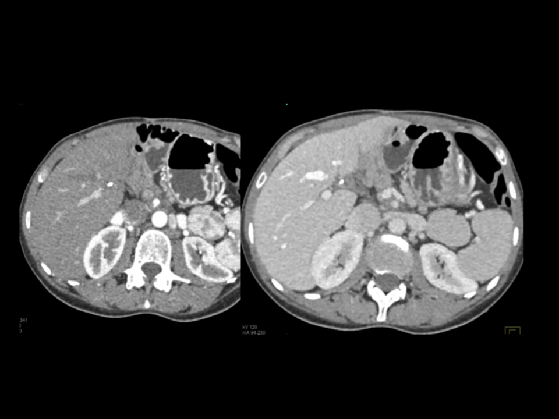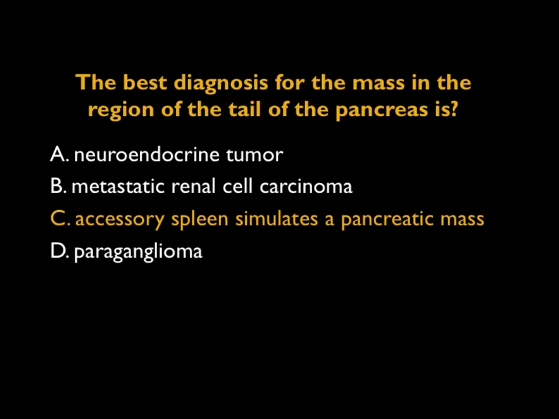Well, what happens here is this is not a tail of the pancreas tumor, where the patient was sent to us. This was a tumor or a mass near the tail of the pancreas. If you look at the arterial and venous phase imaging, enhancement is identical to the spleen. This was an accessory spleen simulating a pancreatic mass. A very, very nice example and a very nice case.